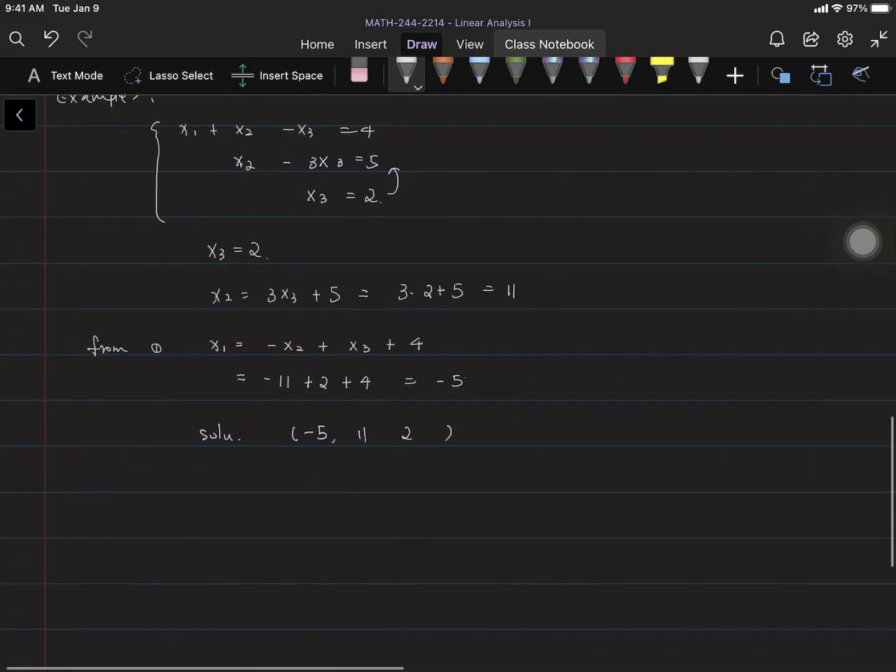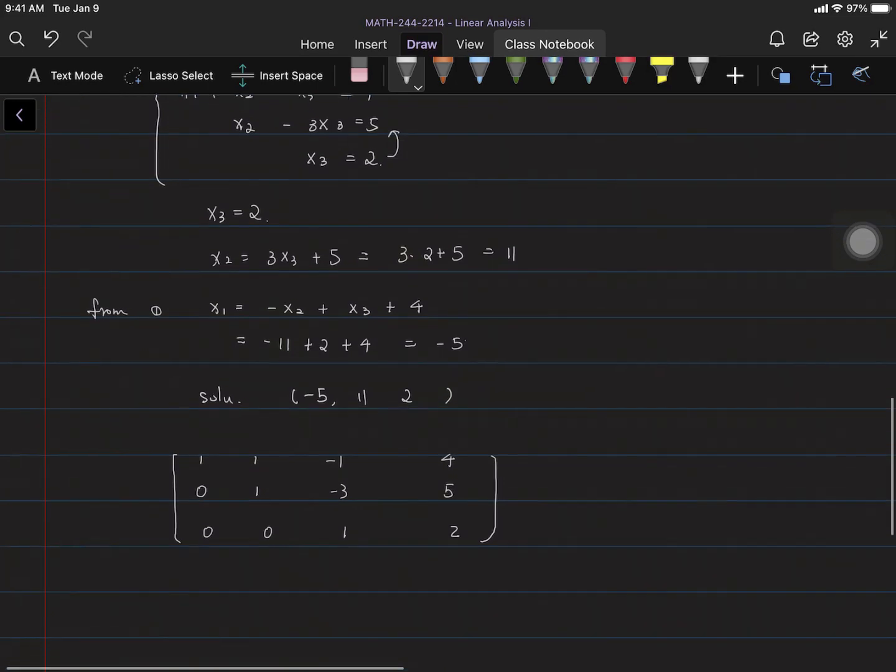Now, if we look at the augmented matrix for this one, let's take a look at the augmented matrix. So we write down the coefficients here, 1, 1, negative 1, 4. And here, there is no x1, so it should be 0, right? And 1, negative 3, and 5, and 0, 0, 1, 2.